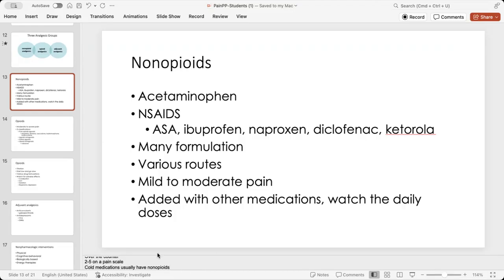So acetaminophen helps with pain. We also may give it for what? Antipyretic, right? So for fever. Who can take acetaminophen?